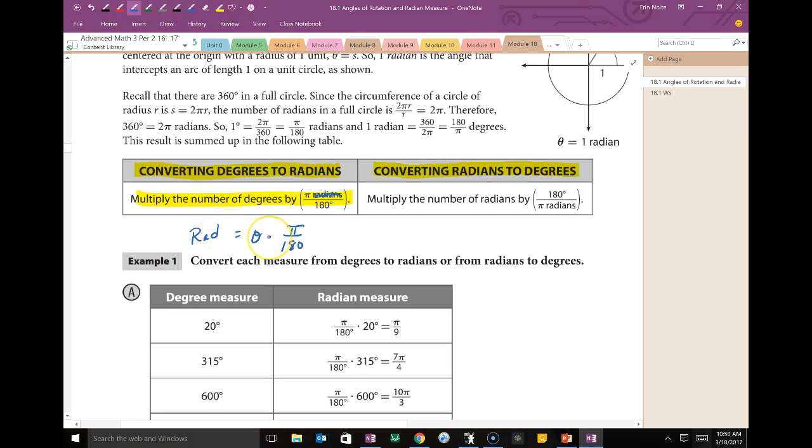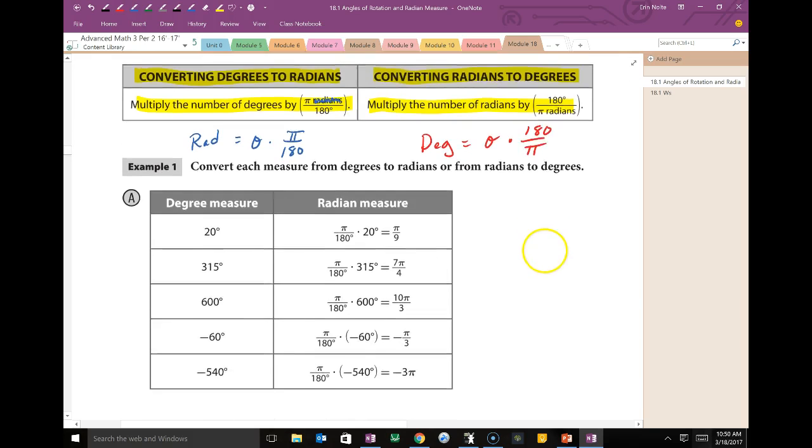Okay. And if we're going to go from radians to degrees, all you're going to do to undo that is you just simply divide by pi over 180. And if you divide by a fraction, you multiply by the reciprocal. So you simply multiply by 180 over pi. So I would write, to get your degrees, you take the angle and you multiply by 180 over pi.